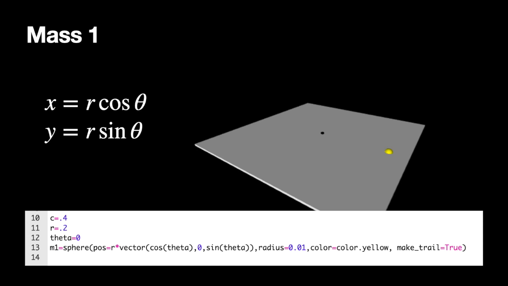So the center of the sphere is a vector, and this just is r. And then you notice the x-coordinate is cosine theta. The z-coordinate is sine theta. And the y-coordinate is 0. Okay, so I fixed it. See? And then I pick a radius, I pick a color. The last part, make trail equals true. If you put that in the object, then when the object moves, it leaves a trail behind. I think that kind of makes sense.